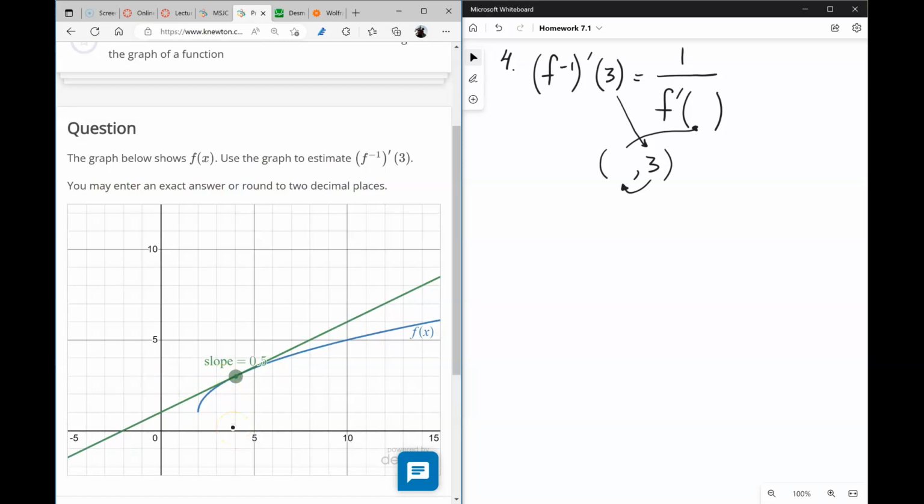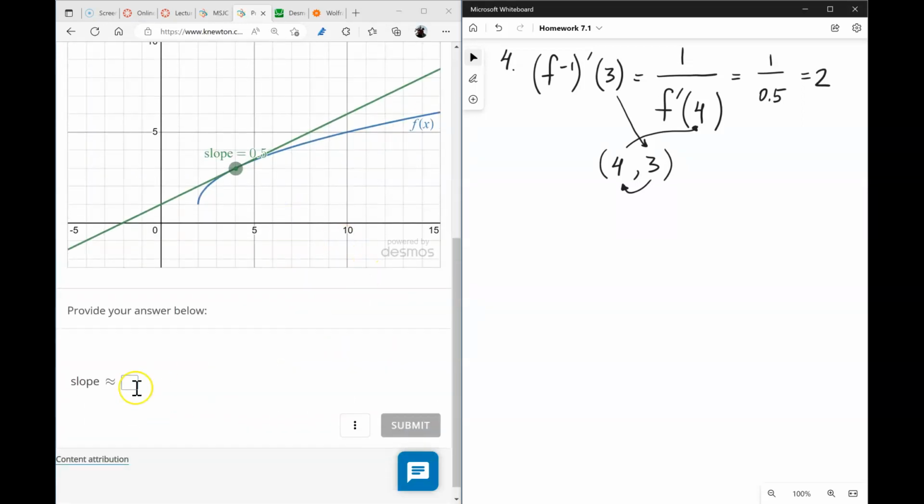So the derivative of the inverse at 3 is the reciprocal of the derivative of the original function at 4. And according to the graph, that slope is equal to 0.5. So the answer is the reciprocal of that, which is 2.